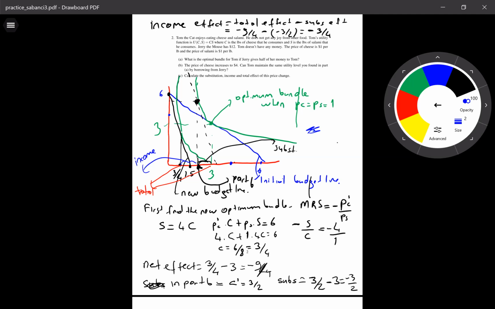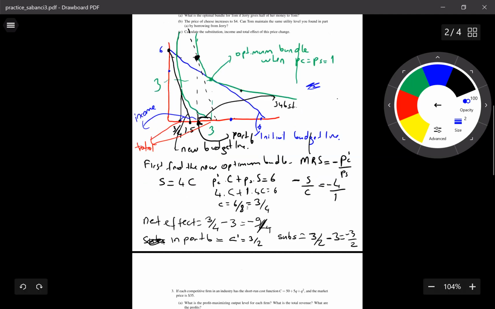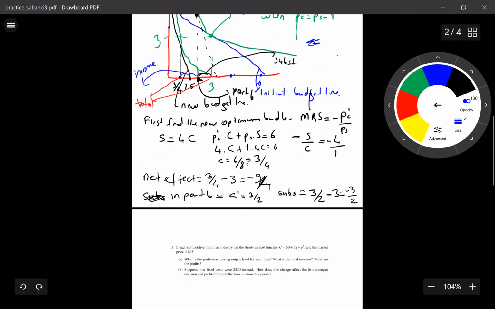Tamam hocam teşekkürler. Any other questions? No question. Perfect.